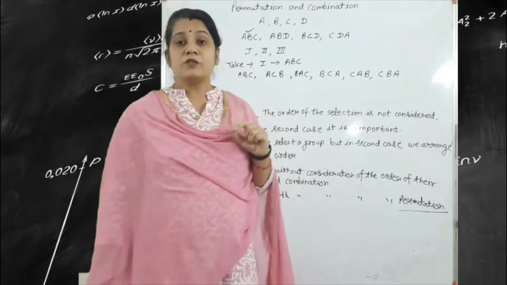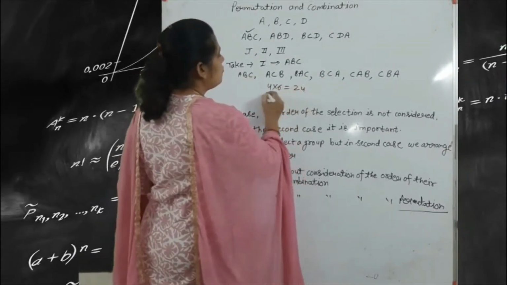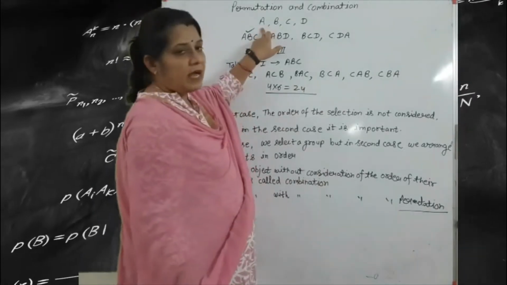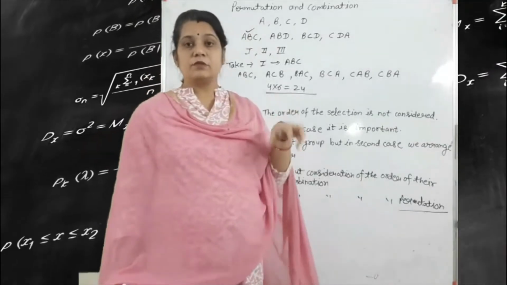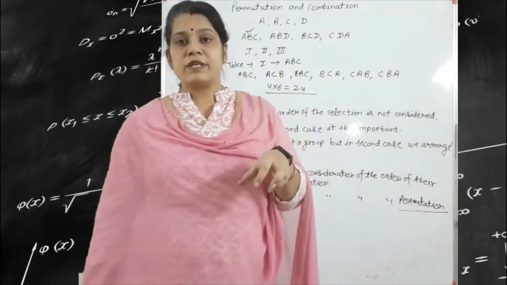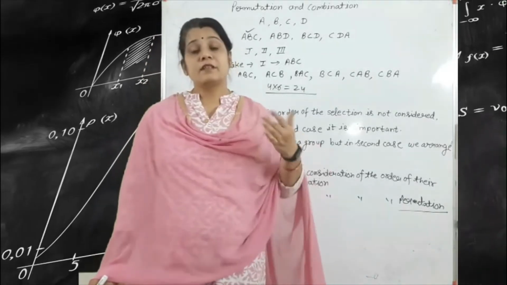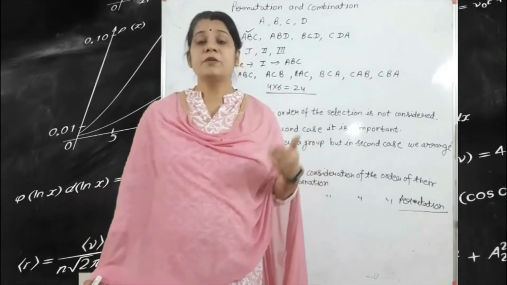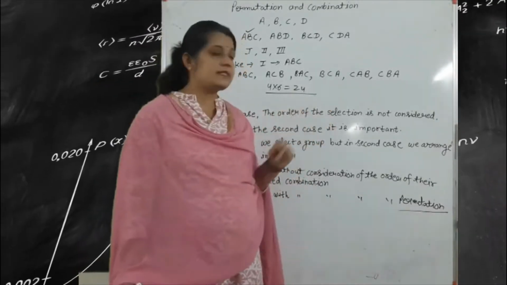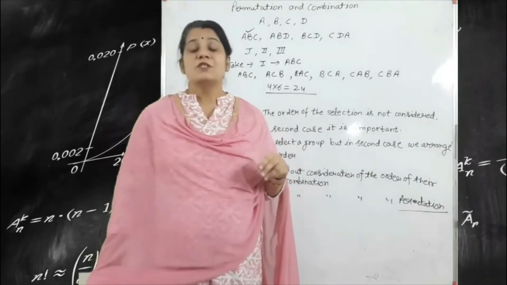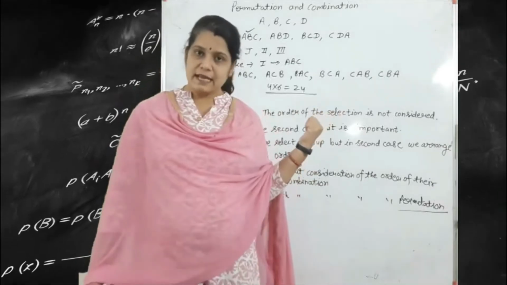So the total is 4 into 6, which is equal to 24. That means if we have 4 brilliant students, find the groups of 3 students, and then in every group we give a first, second, and third rank, the total number of ways is 24. So what is the permutation and what is the combination according to this example?